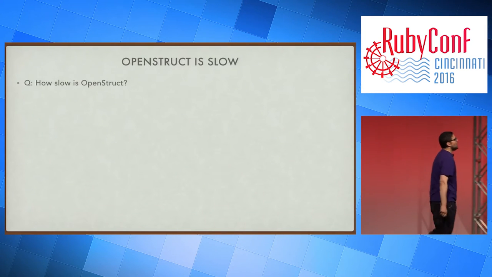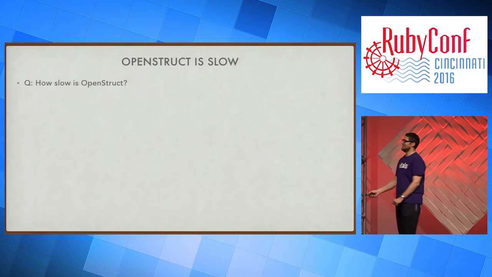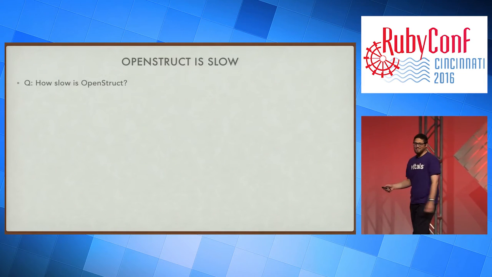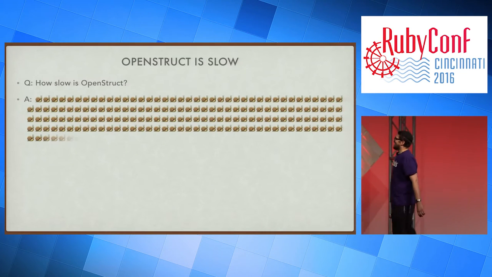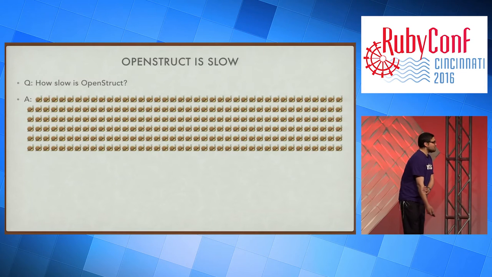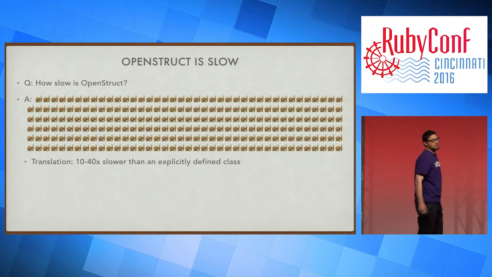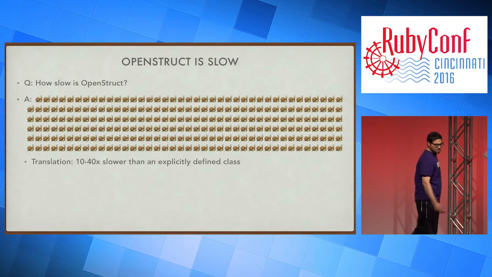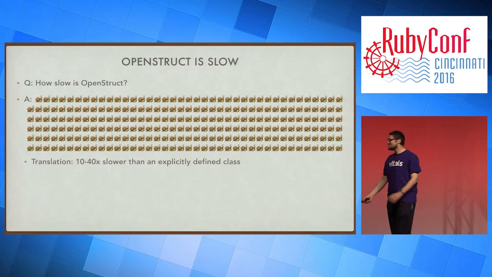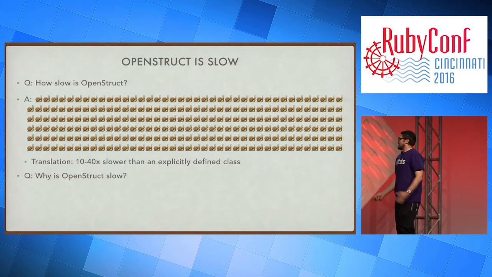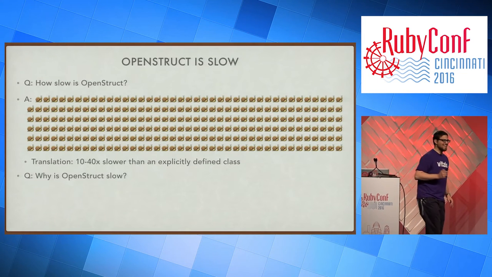Now here's the problem. OpenStruct is slow, and you might be wondering how slow is OpenStruct? Here are a bunch of snails. So my snail friends will tell you that it's about, depending on your use case, 10 to 40 times slower than an explicitly defined class. And that seems really, really bad, right? That's terrible performance. Why is that happening? So I would say that there are 2.5 reasons why that happens.